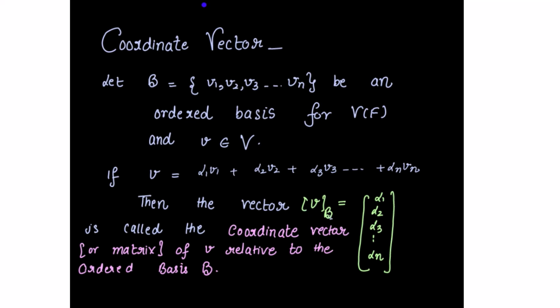relative to the ordered basis B. So this is equal to just writing down these scalars as alpha 1, alpha 2, alpha 3 up to alpha n. And then this vector is called the coordinate vector or matrix of V relative to the ordered basis B. So this is your coordinate vector of this V belonging to the vector space V relative to the given ordered basis V1, V2, V3 up to Vn. And this is actually a matrix that is n by 1, having n rows and 1 column only. So that is why it's written "or matrix".